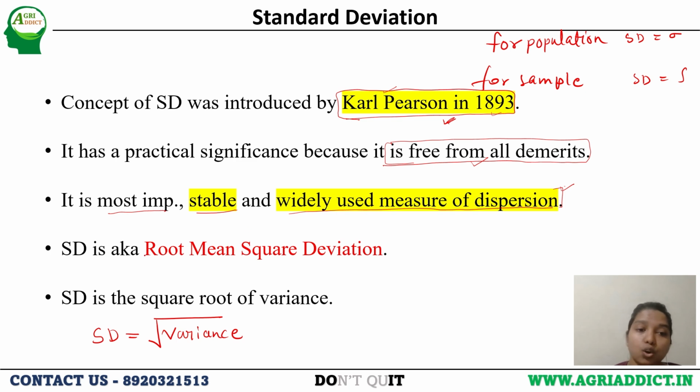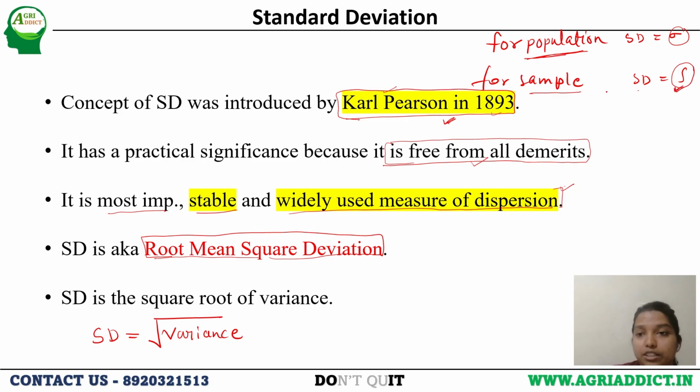Standard deviation is also known as root mean square deviation. This you have to remember: root mean square deviation. Standard deviation is the square root of variance. When we have to find the standard deviation for a population, it is represented by sigma. And when we have to find it for a sample, it is represented by this Greek letter, which looks like S.